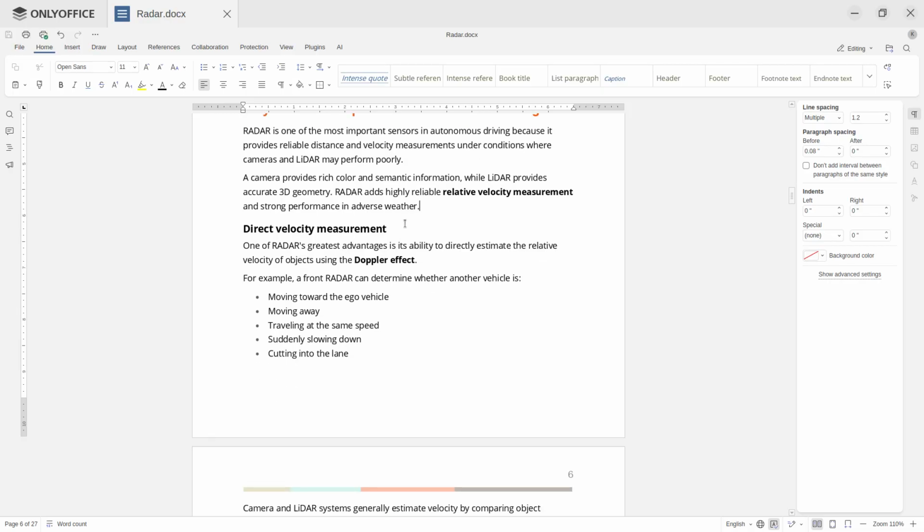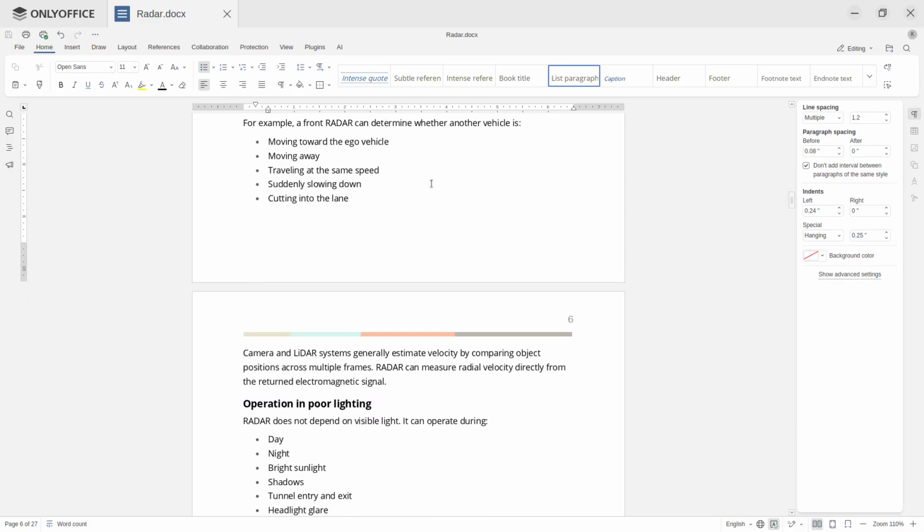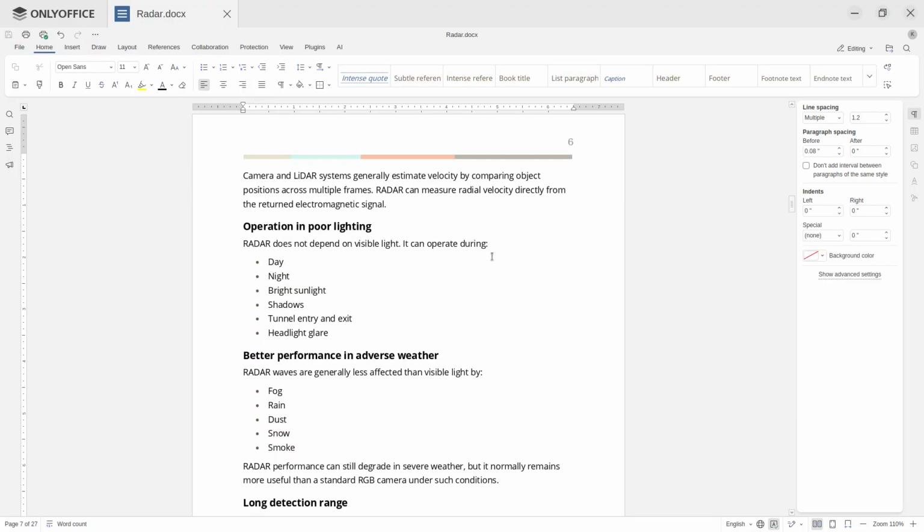Direct velocity measurement. One of the radar's greatest advantages is its ability to directly estimate the relative velocity of an object using the Doppler effect. For example, a front radar can determine whether another vehicle is moving towards the ego vehicle, moving away, traveling at the same speed, suddenly slowing down, or cutting into the lane. This is how velocity can be measured directly by the radar. Camera and LiDAR systems generally estimate velocity by comparing object position across multiple frames. Radar can measure radial velocity directly from the returned electromagnetic signal.